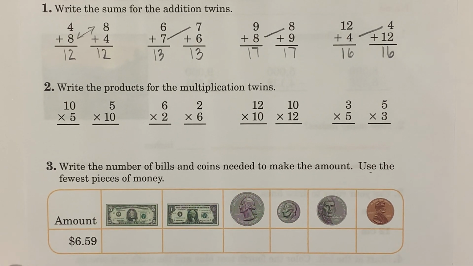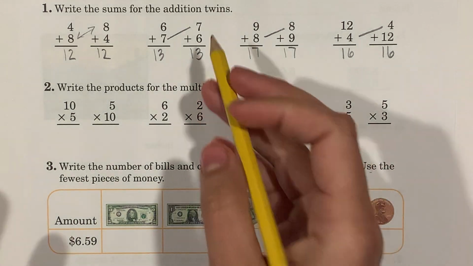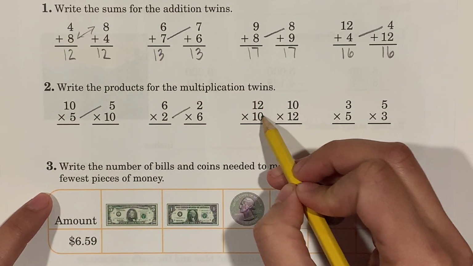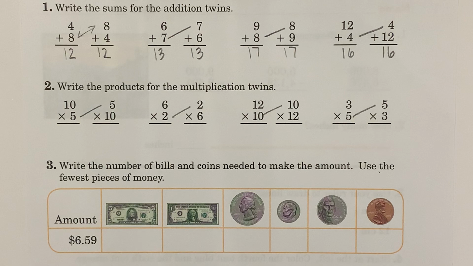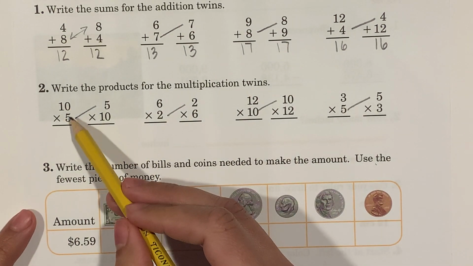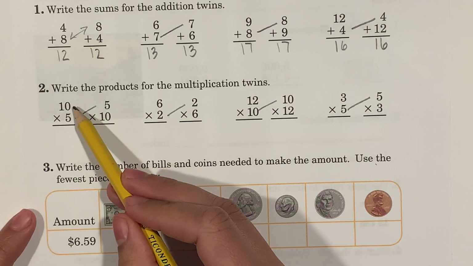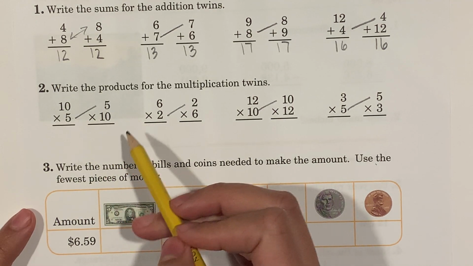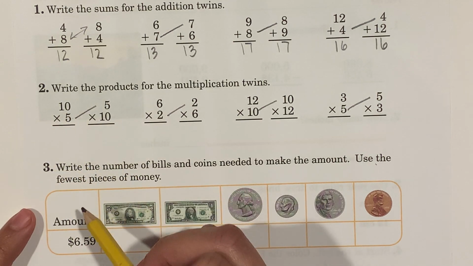Number 2. Write the products for the multiplication twins. Multiplication twins are the exact same thing that we did with addition. They have the same numbers. Can you guys see that? Same numbers throughout the whole thing. So it doesn't matter if the 10 or the 5 goes first. In multiplication, you're saying 10 5 times or you're saying 5 10 times, which is ultimately the same answer.